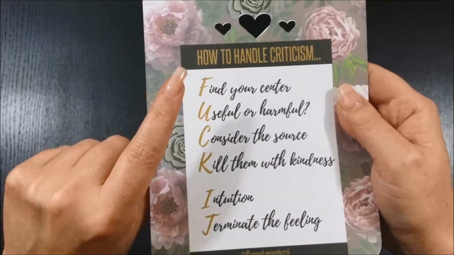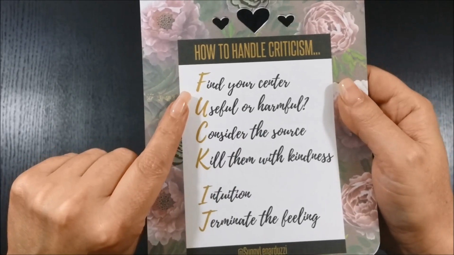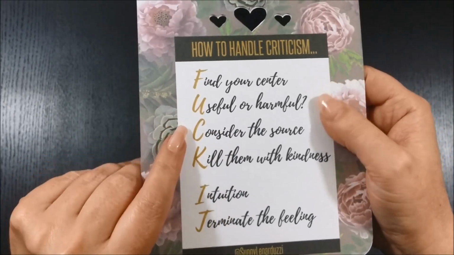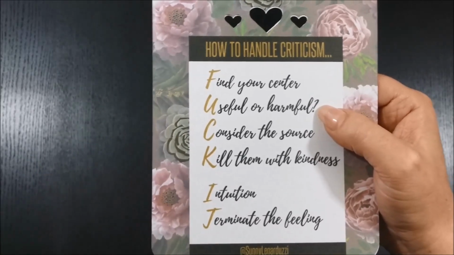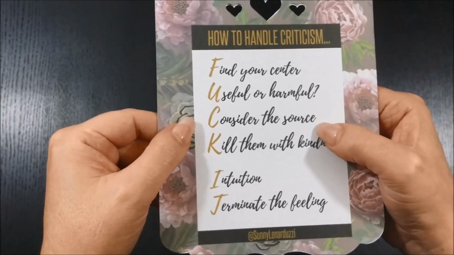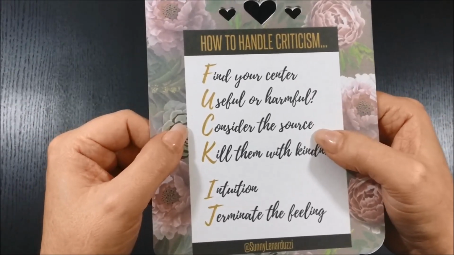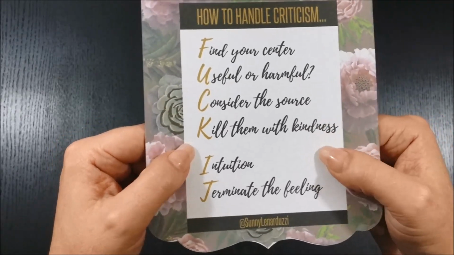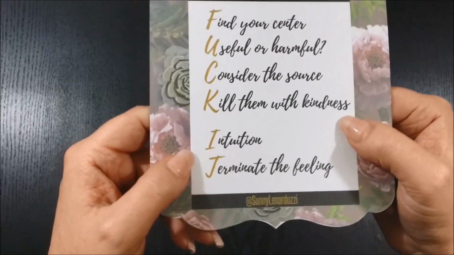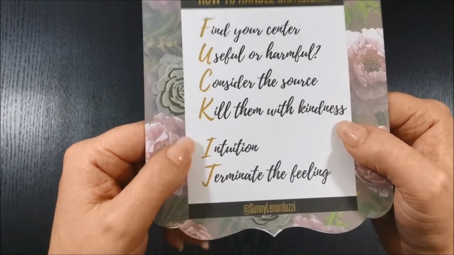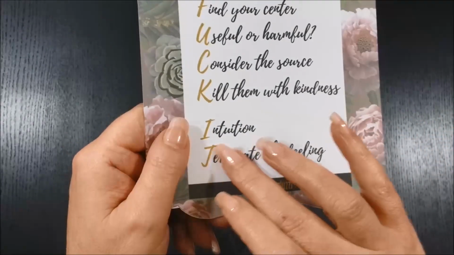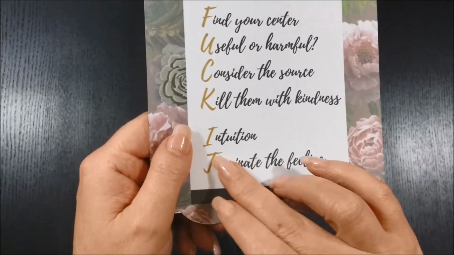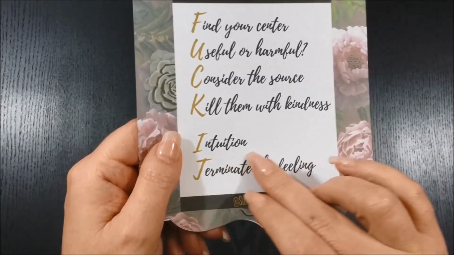But the acronym, I think that's what it stands for. The acronym, the F is find your center. The U is useful or harmful. What kind of criticism is it? C is consider the source. That's probably pretty obvious, but we really got to think about that one. K is kill them with kindness. I is intuition, which I don't recall what her instructions were on that, but I think it's probably pretty self-explanatory.